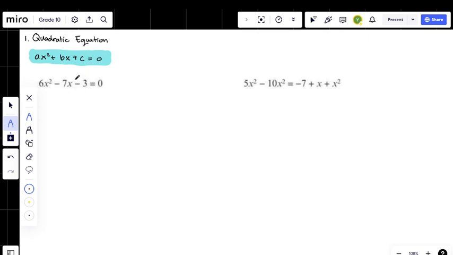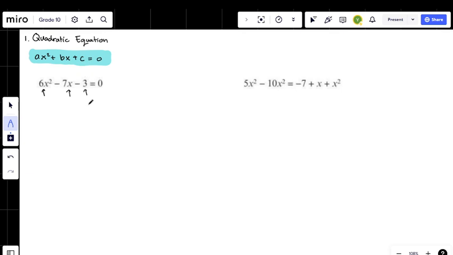Yeah, so I have some examples here, so I hope you can watch this video thoroughly and get more understanding. Okay, first, like this one, we have 6x squared minus 7x minus 3 equals 0. This is the basic form of the quadratic equation where we have one term with an x squared, one term with only x, and one term without any x or variable. So this is the constant.